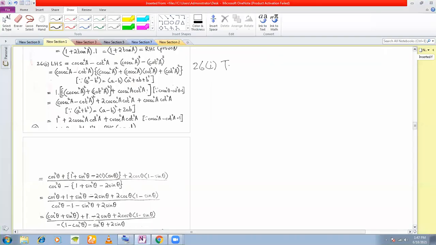To prove here, cosec to the power of 6A minus cot to the power of 6A is equal to 3 cot square A cosec square A plus 1. Okay, this is what you need to prove here. So we start from the left hand side.